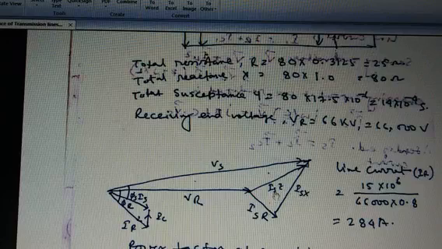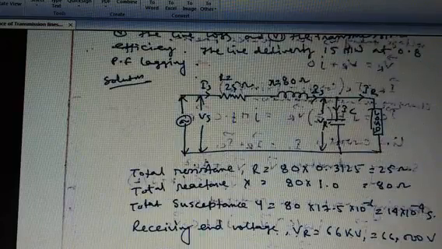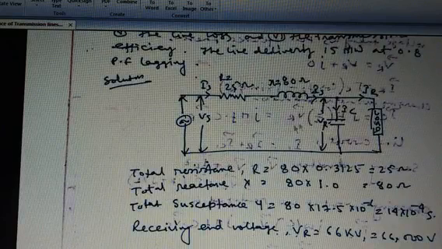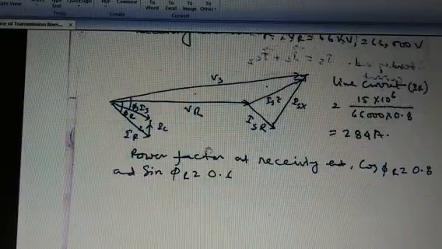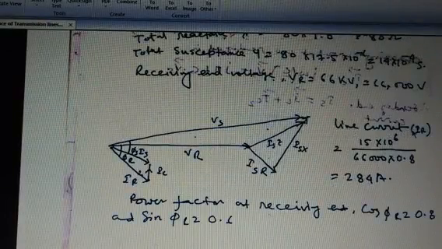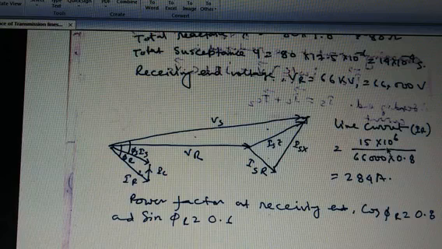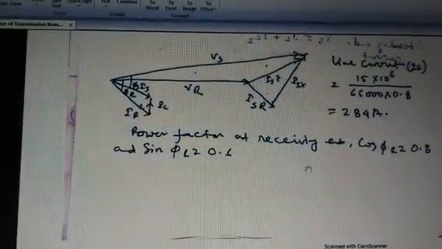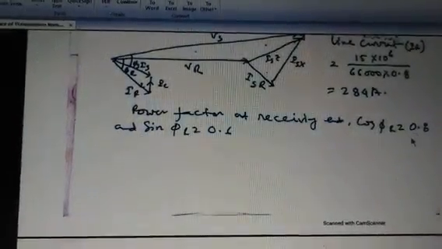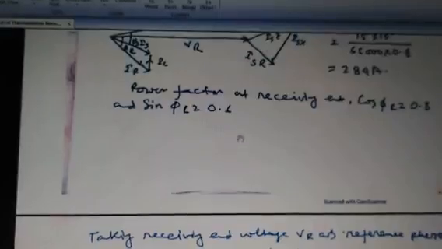Now the resultant of Iz and VR is Vs, because Vs is the input voltage and VR is the output voltage, and Iz is the internal drop. So the summation of internal drop and output is the input voltage. Now the line current IR equals 15 into 10^6 divided by 66000 into 0.8, that is equal to 284 ampere. The power factor at the receiving end cos phi r equals 0.8, so sin phi r is definitely 0.6.